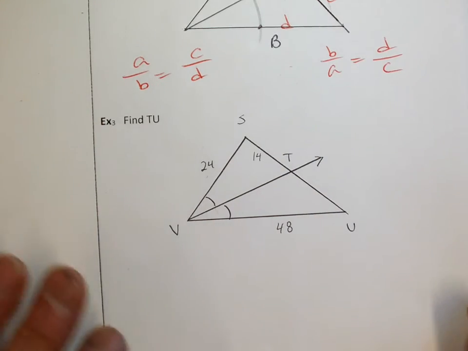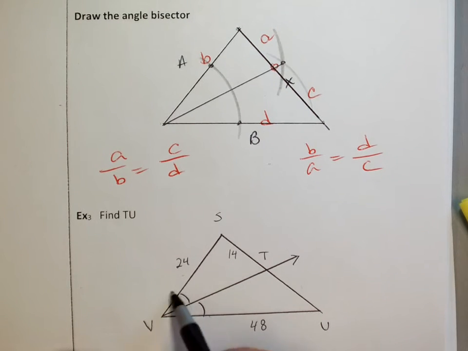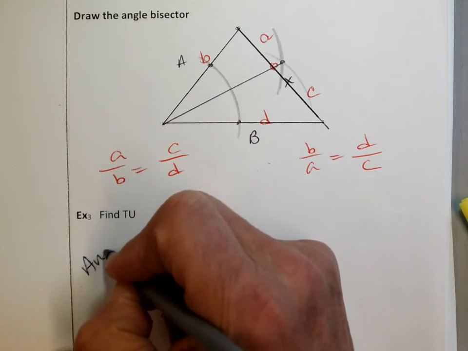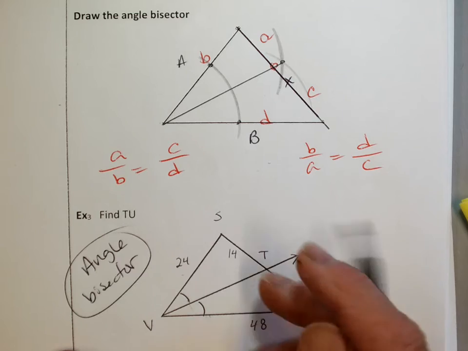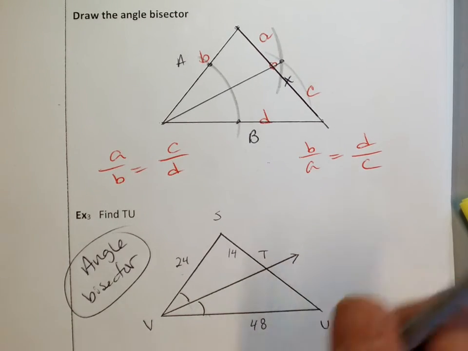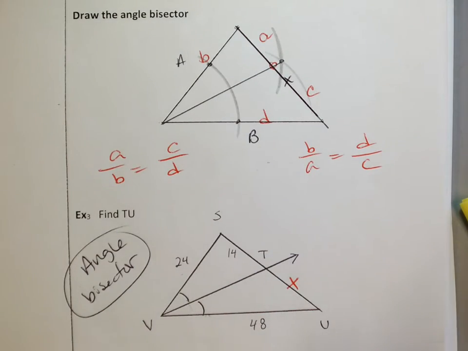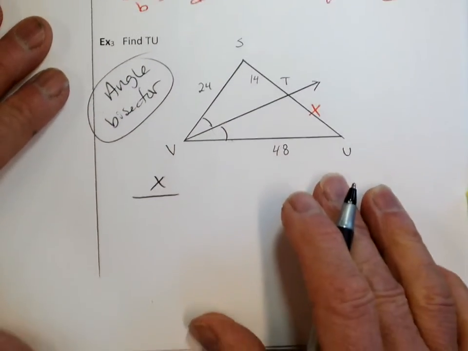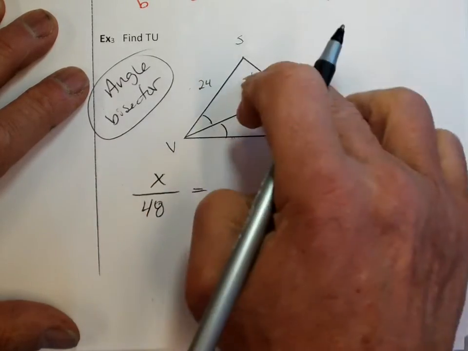If we know that's our theorem, then what I want to do with that is actually figure it out. Okay, so here we have it. I know it's an angle bisector because I see angles equal to angles. You have to have the angle bisector. Then I want to find TU. I'm just going to call it X. It's always easier for me to use X because it's the unknown. So let's go X over 48 is equal to 14 over 24.